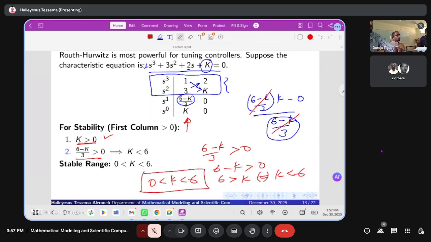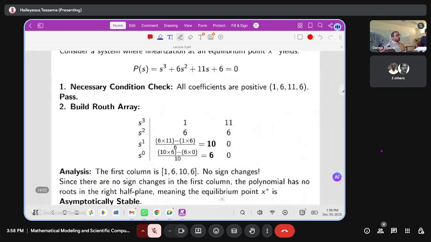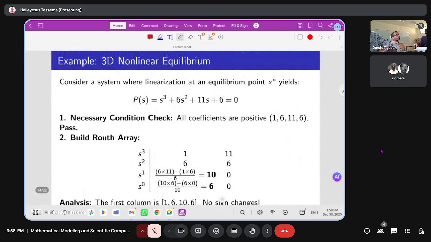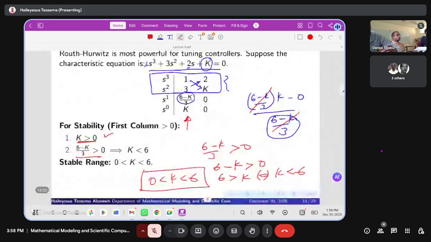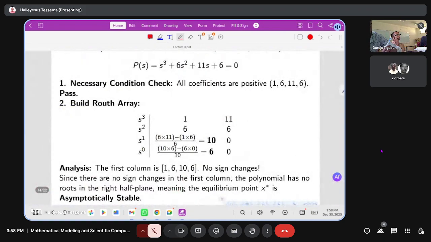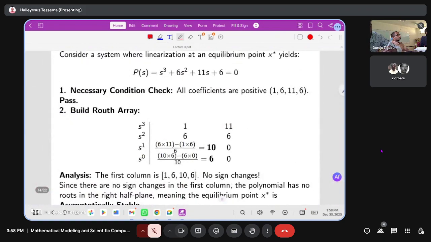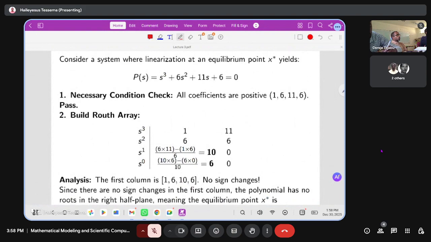So k should be between 0 and 6 for the equilibrium point to be stable, or for the characteristic polynomial to have negative eigenvalues, negative roots, or negative poles. The k value should be between 0 and 6. So this is how to find the stability of the characteristic polynomial.